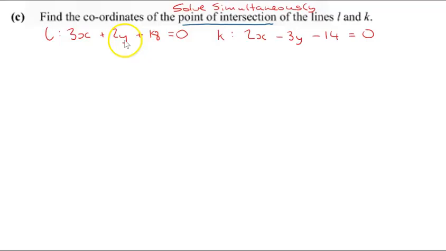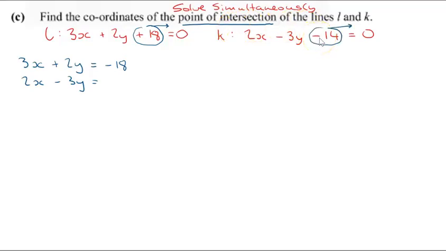So we take the 3x plus 2y plus 18 is equal to 0. We're going to write down the 3x plus 2y and equals. We're going to bring the plus 18 over the equal sign, and it becomes minus 18. For the line K, we're going to write down 2x minus 3y over here, and our equals. The minus 14 is going to come over the equal sign and become positive 14.